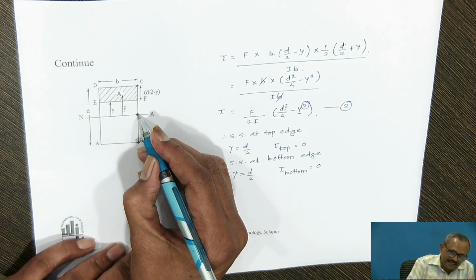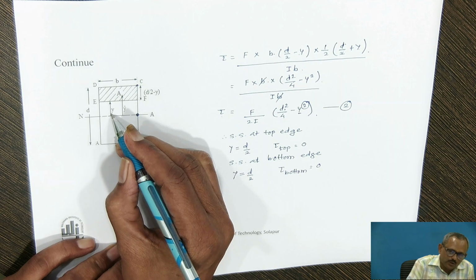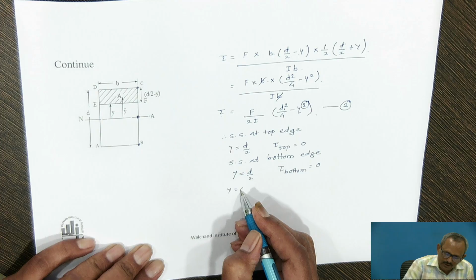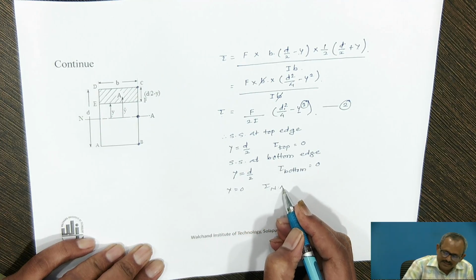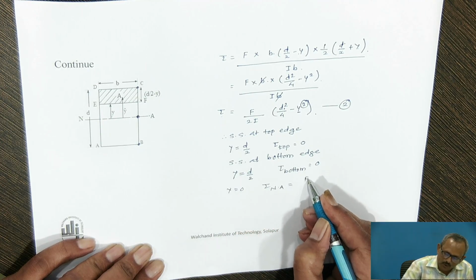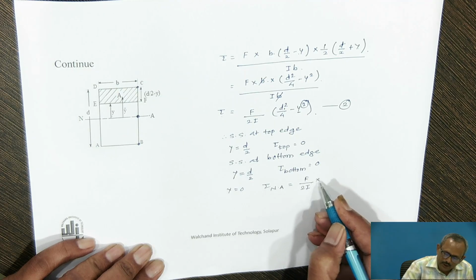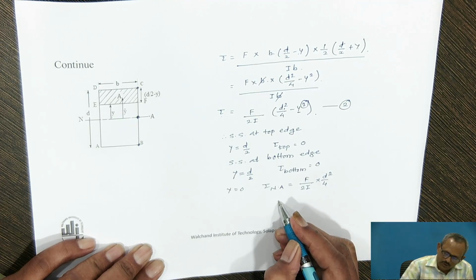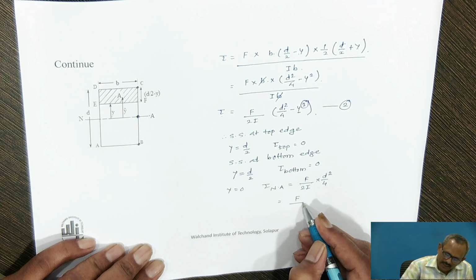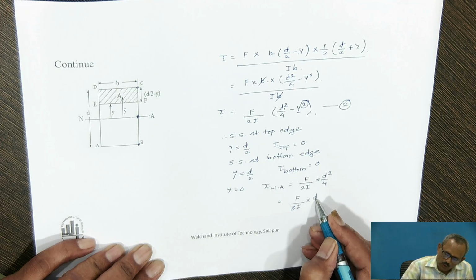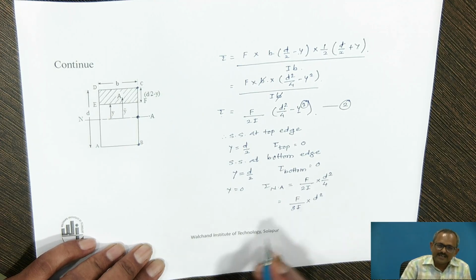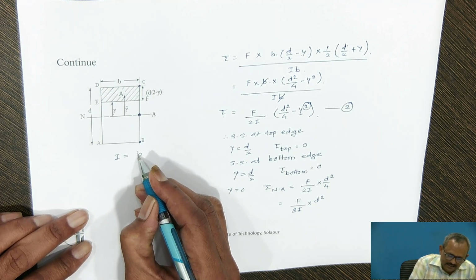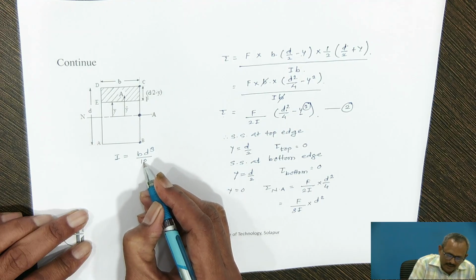Now, shear stress at the neutral axis. When y equal to 0, I will get the shear stress at the neutral axis, and that is equal to F upon 2I into d square upon 4. So it will be F upon 8I into d square, where I is the moment of inertia of the given section about the neutral axis, and that is given by b d cube by 12.